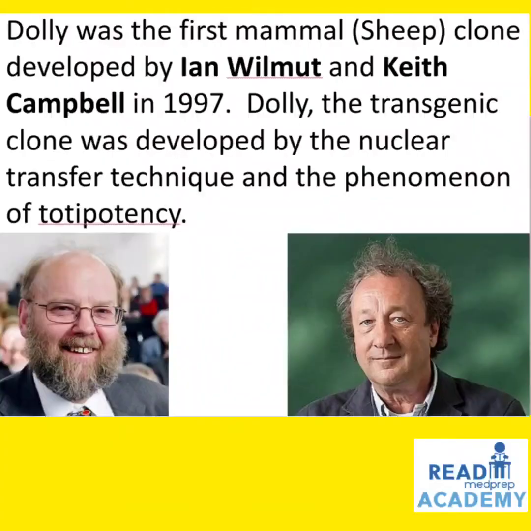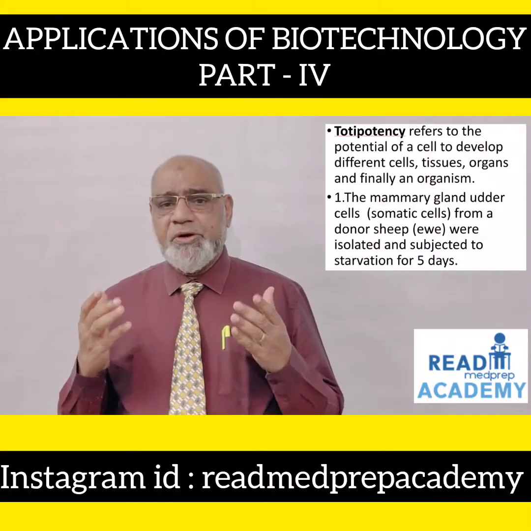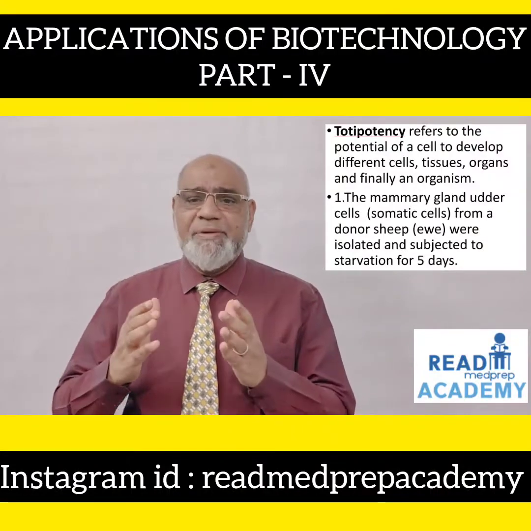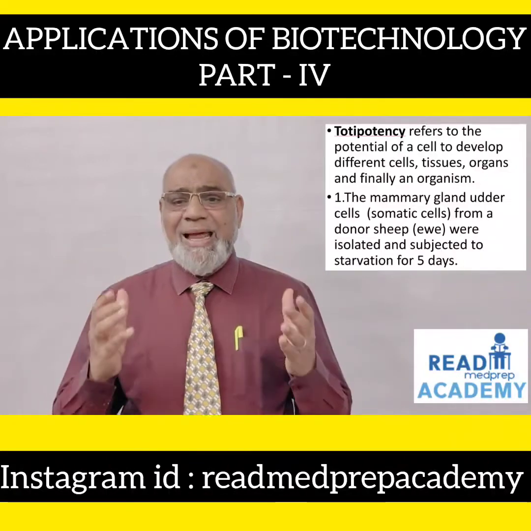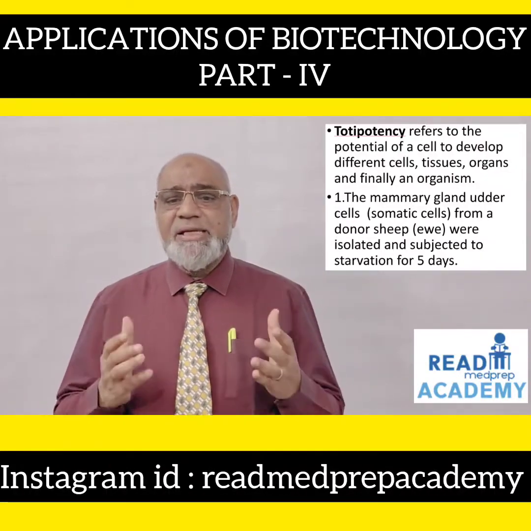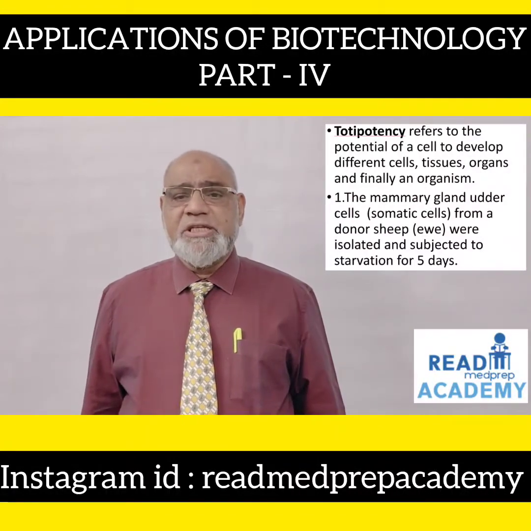Dolly was the first mammal sheep clone, developed by Ian Wilmut and Keith Campbell in 1997, whose images are given below. Dolly, the transgenic clone, was developed by the nuclear transfer technique and the phenomenon of totipotency. Totipotency refers to the potential of a cell to develop different cells, tissues, organs, and finally an organism. The mammary gland udder cells, or the somatic cells from a donor sheep or Eve, were isolated and subjected to starvation for 5 days.